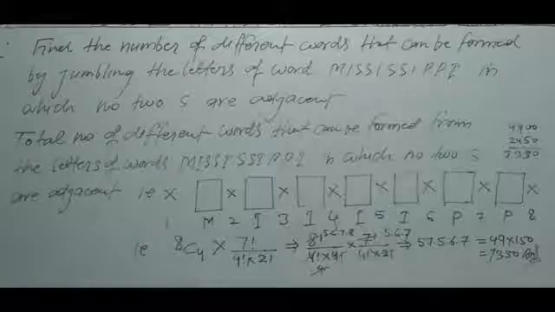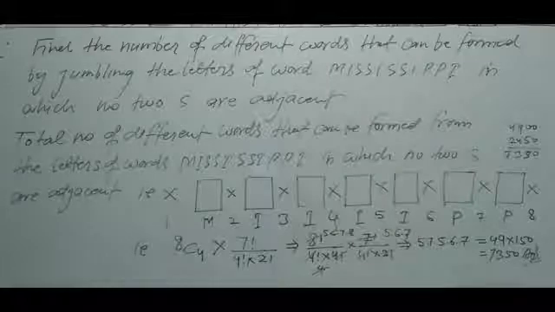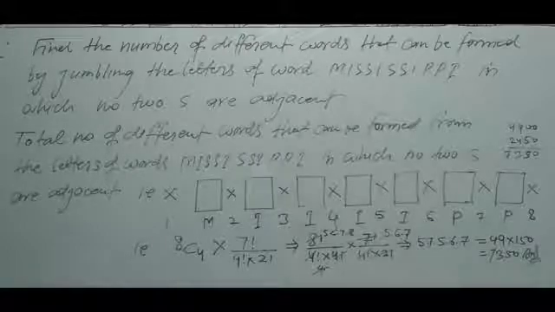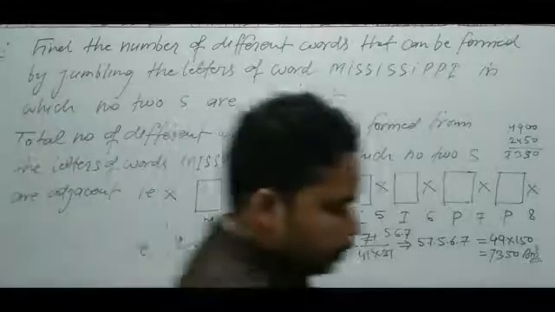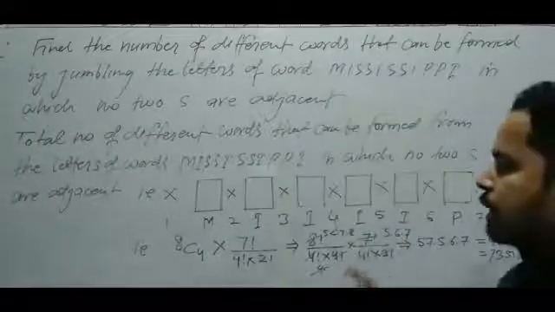Now you will see again. In this question, we have to find the total number of different words that can be formed by jumbling the letters of the word Mississippi, and the spelling of Mississippi is M-I-S-S-I-S-S-I-P-P-I, in which two S are adjacent, so S cannot come together. So you will see how many places for S we can set.